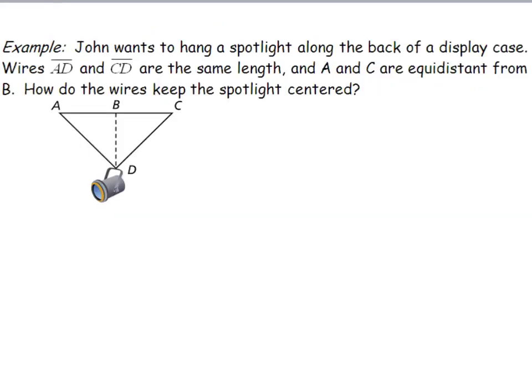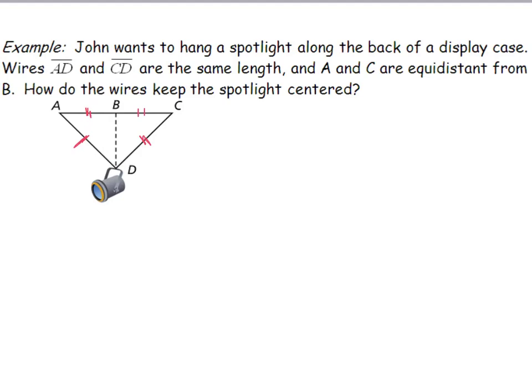All right, it's everybody's favorite, the word problems. Woohoo! All right, so let's read it. John wants to hang a spotlight along the back of a display case. It tells you that AD and CD are the same length, so I'm going to mark them congruent here. It also says that A and C are equidistant from B, so that also makes this congruent here. The question is, how do the wires keep the spotlight centered?